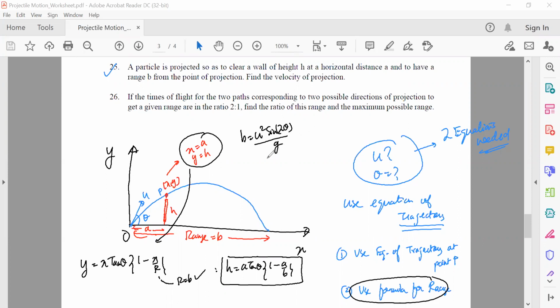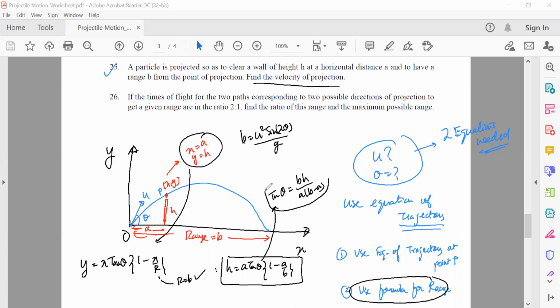Now in this, we have to find the velocity of projection. You have to find u. So what you can do is from here you can substitute tan theta, how much will it become? bh upon a into b minus a.